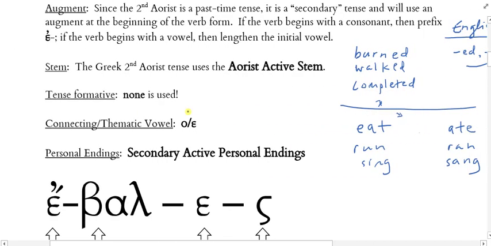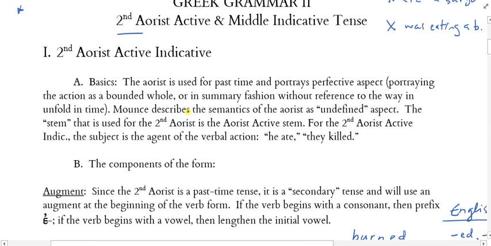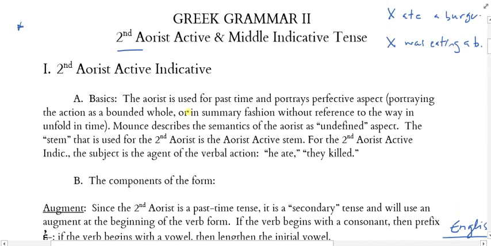And we'll talk about how the Greek language forms these second aorists. So we'll start with the second aorist active indicative. And so the basics here are going to be pretty similar to the imperfect we've learned. The aorist is used for past time and portrays perfective aspect. That is to say, portraying the action as a bounded whole or in summary fashion without reference to the way it unfolds in time. Mounce describes the semantics of the aorist as undefined aspect.